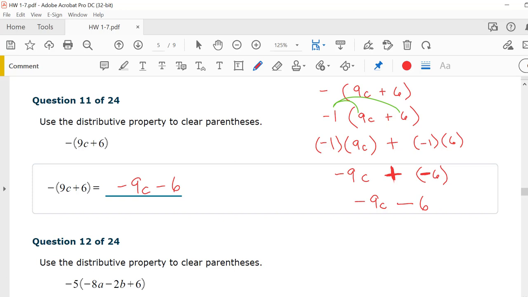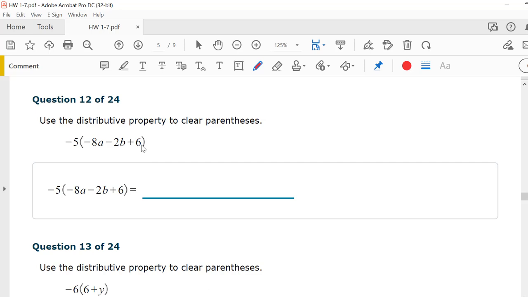Number 12. Ooh, now we have three terms in parentheses. We're going to have to distribute that negative 5 out front to all three terms, to all three of those guys. Here we go. Negative 5 times negative 8a. Okay, instead of writing it as minus, I'm going to write it as plus negative 2b and then plus 6. I wanted to write it with plus on everybody. Okay, now I'm going to distribute that negative 5. All three terms.